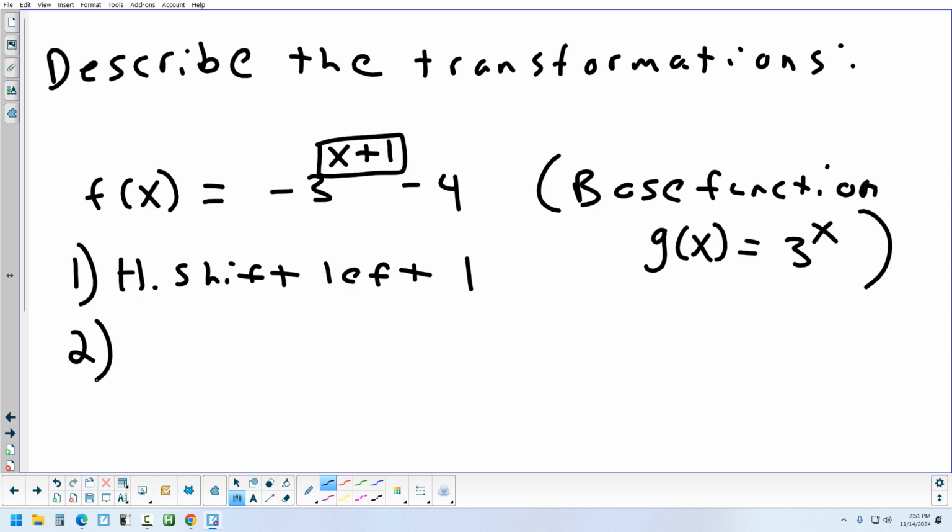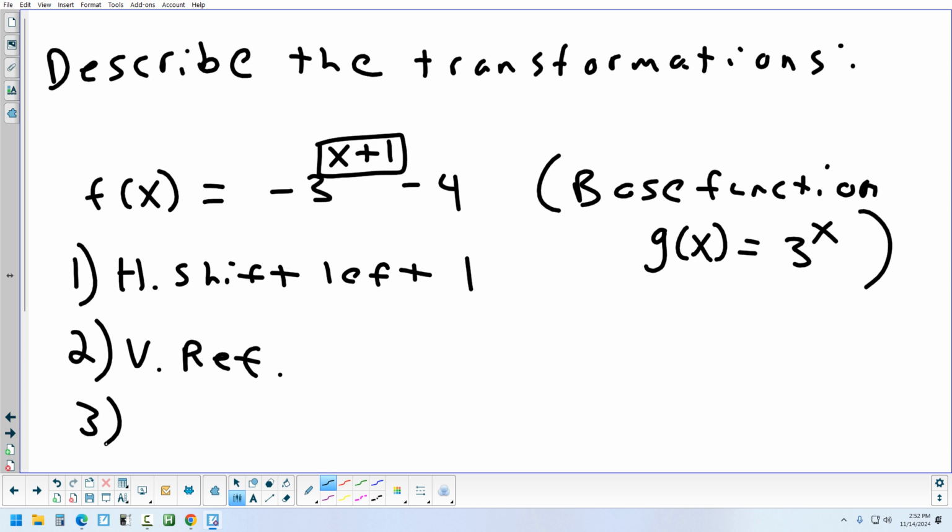What are we going to look at that tells us the second transformation? What's in front of the 3? In that case, we have a negative. And what does a negative in front do? Yep, it is going to be a reflection. And there are 2 kinds, so can you tell me which one? A vertical reflection. You could also say reflect over the x-axis. Yep. So vertical reflection. And then that leaves the minus 4 as the last transformation.